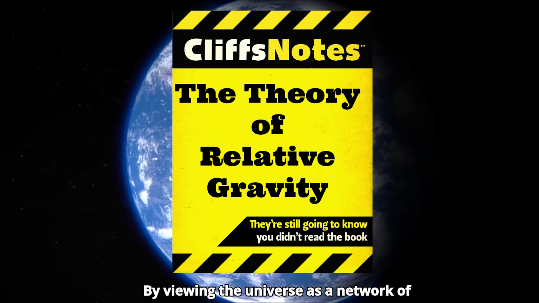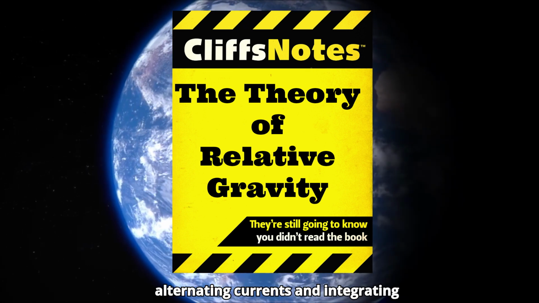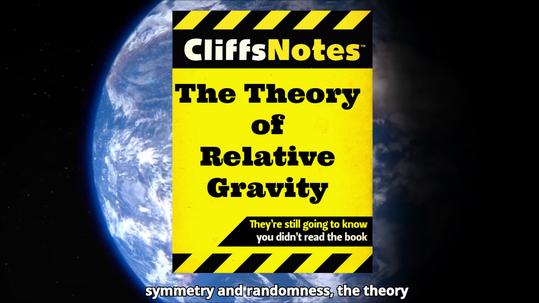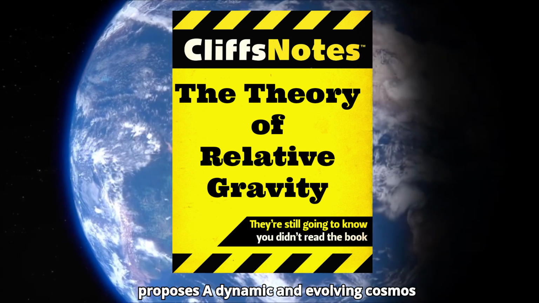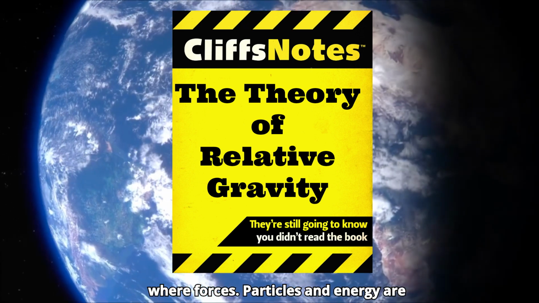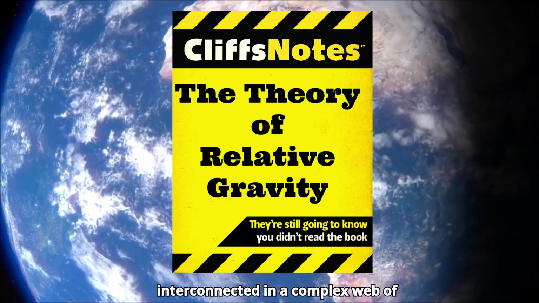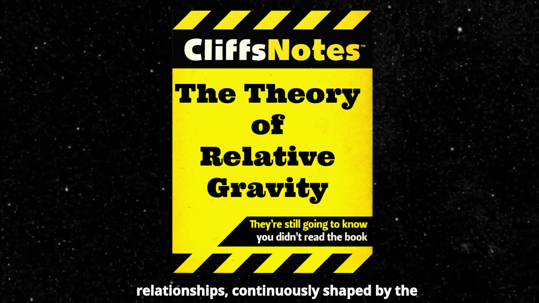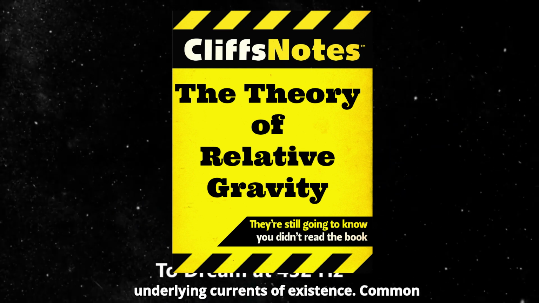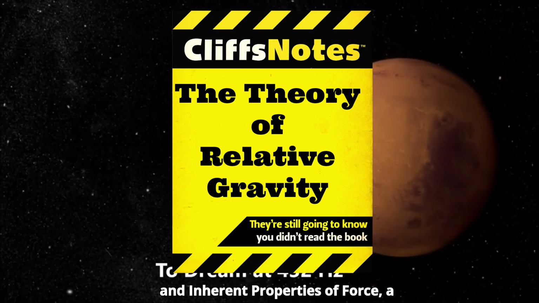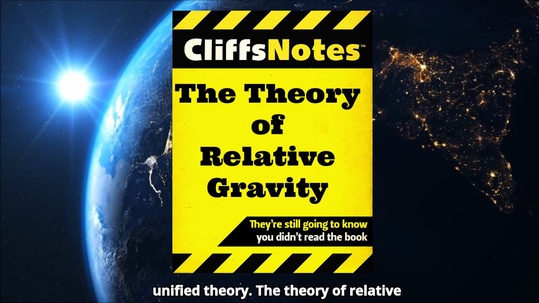By viewing the universe as a network of alternating currents and integrating symmetry and randomness, the theory proposes a dynamic and evolving cosmos where forces, particles, and energy are interconnected in a complex web of relationships, continuously shaped by the underlying currents of existence. Common and inherent properties of force, a unified theory.